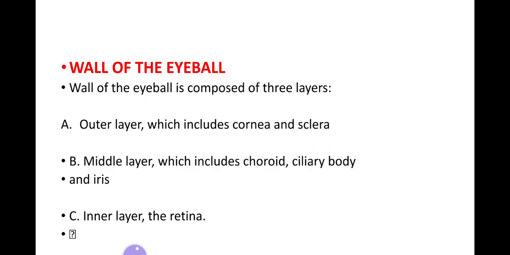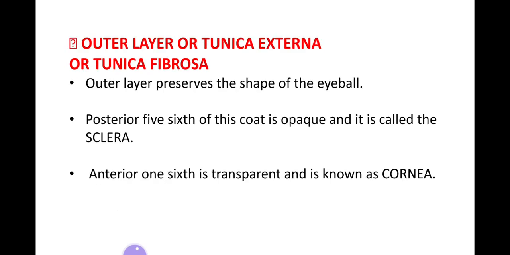Next, we will study the wall of the eyeball. The wall of the eyeball is composed of three layers. Outer layer, which includes cornea and sclera, as I have already told you. The middle layer, which includes choroid, ciliary body and iris, and the inner layer, that is the retina. Outer layer is also known as the tunica externa or tunica fibrosa.